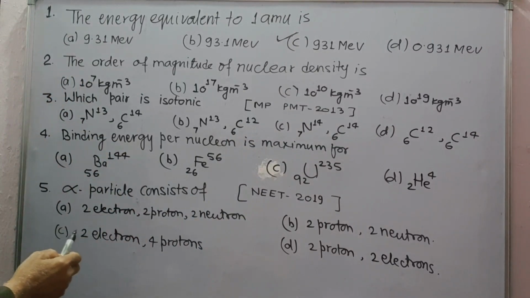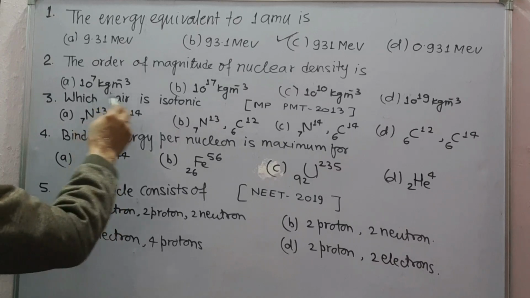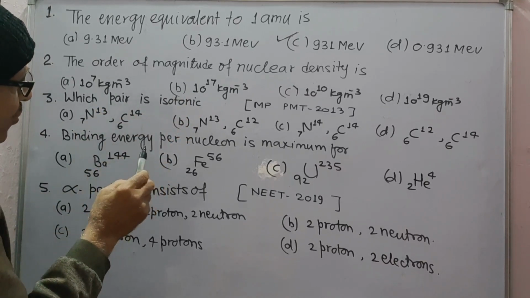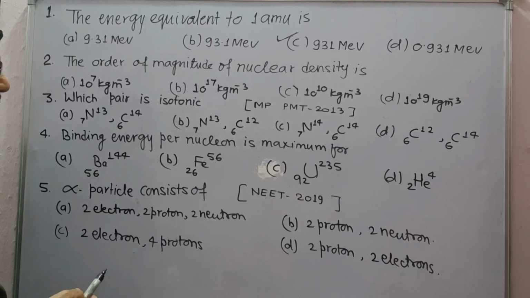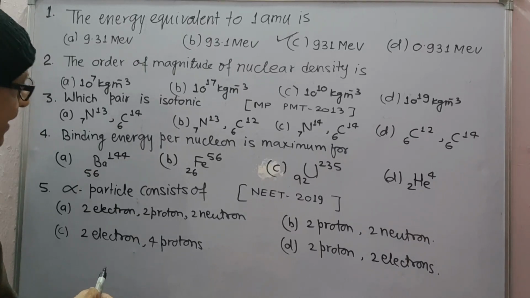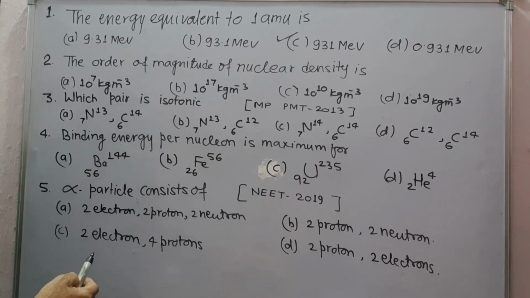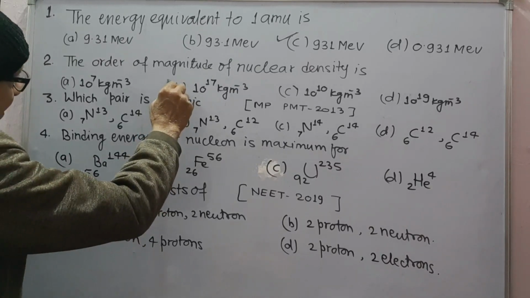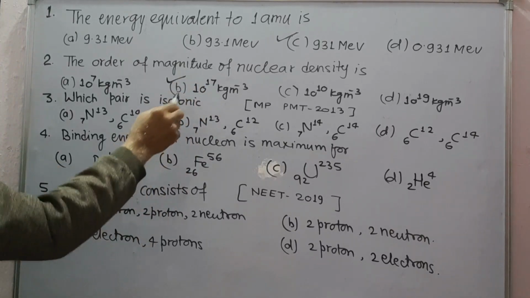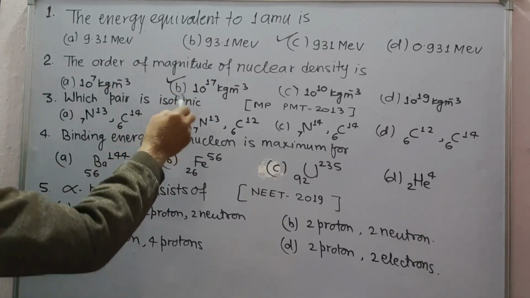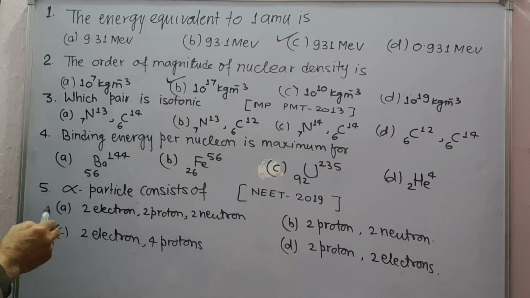Next question. The order of magnitude of nuclear density is, options are these, and we know that nuclear density, which is independent of atomic number and mass number, is equal to 2.3 × 10^17 kg per meter cube. Therefore, the order of magnitude will be this one.